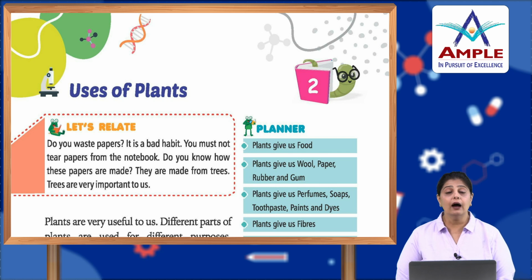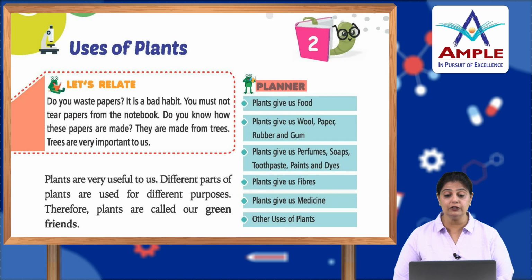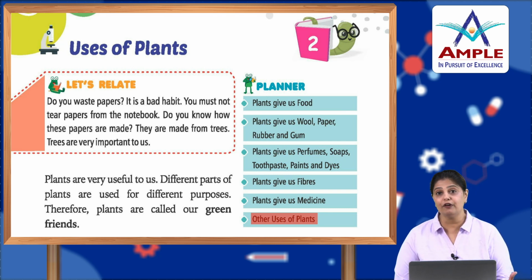So children, now that we know that science is telling us about so many different things, isn't it? We are going to talk about plants in this chapter and the uses of plants, how they are useful for us. Plants give us food, wool, paper, rubber and gum. Plants give us perfumes, soaps, toothpaste, paints and dyes. Plants give us fibers, medicines and some other uses. So basically we are going to talk about everything that we get from plants.